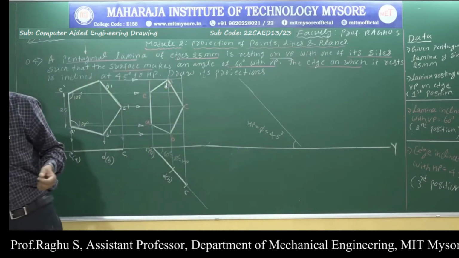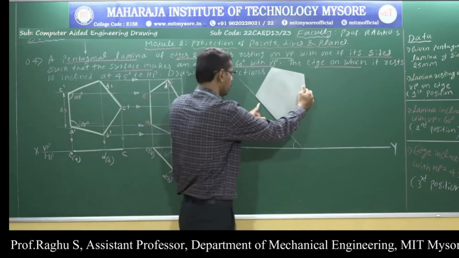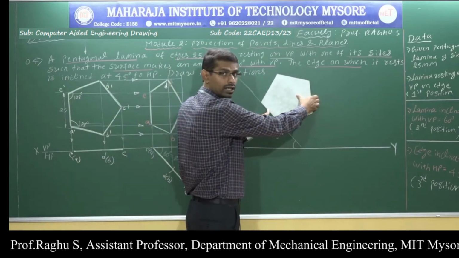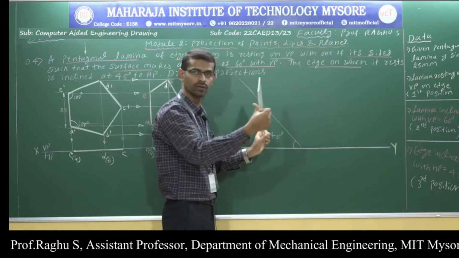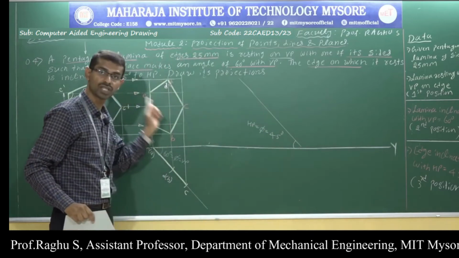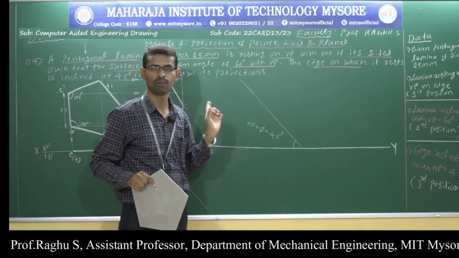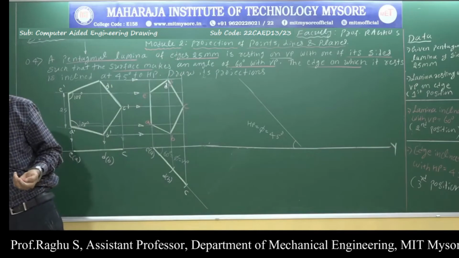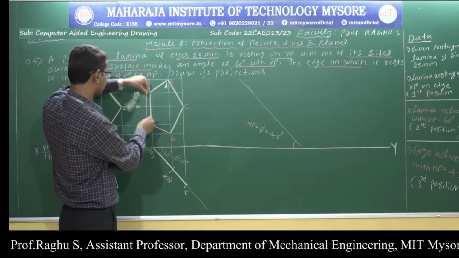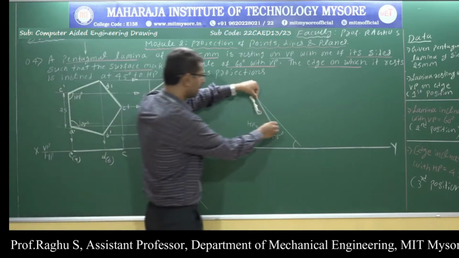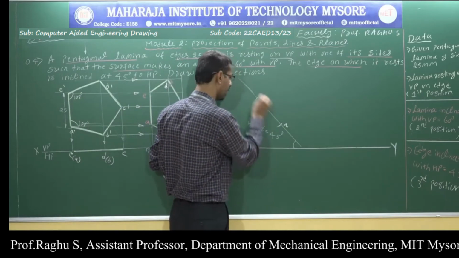Now you should redraw this diagram such that the resting side AE is inclined 45 degree with respect to HP. You should redraw the same diagram, second position front view, by placing the resting side on the 45 degree line. Now how to redraw the diagram? First, measure this distance A to E. You fix it on the 45 degree line. This is A and this is E.